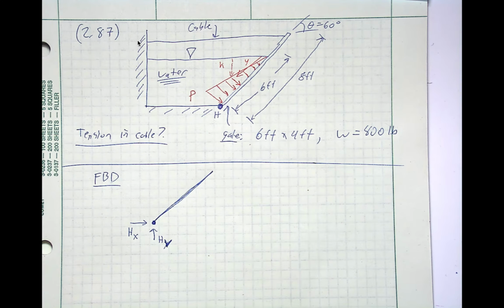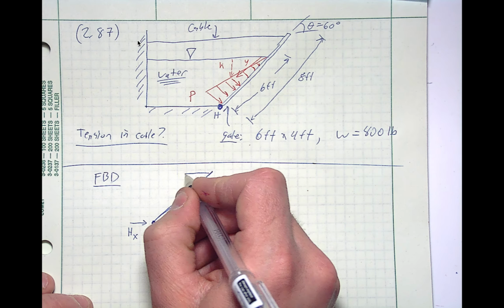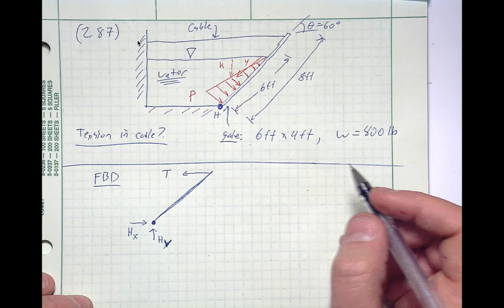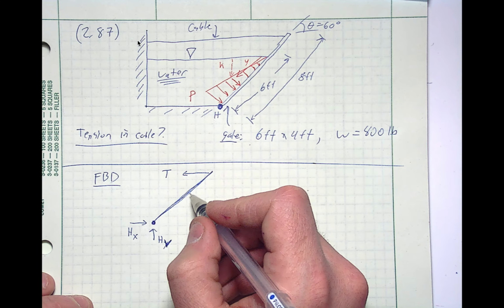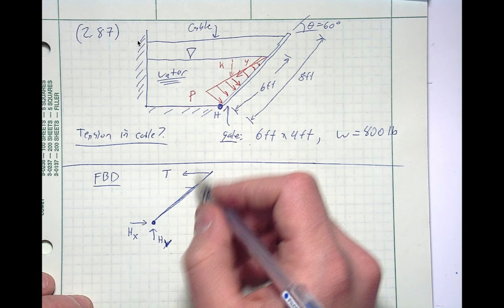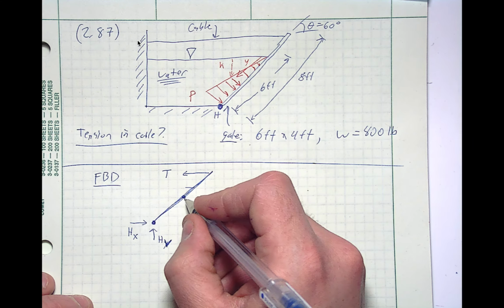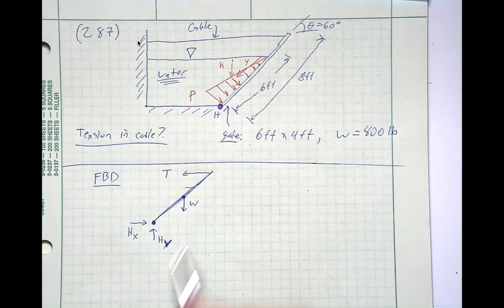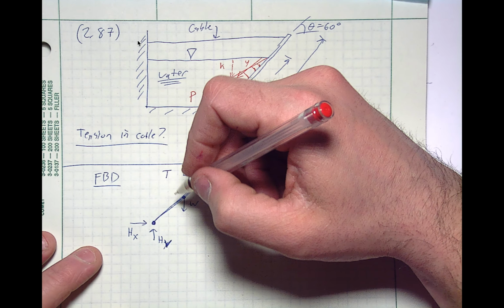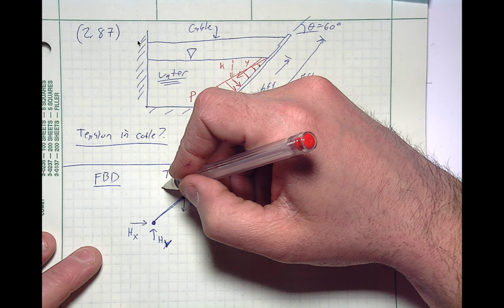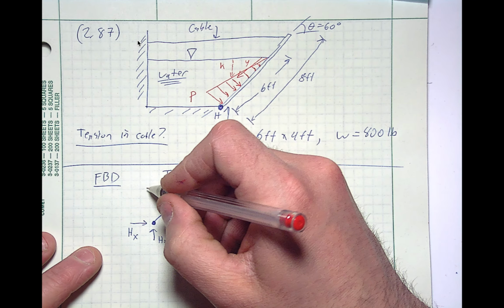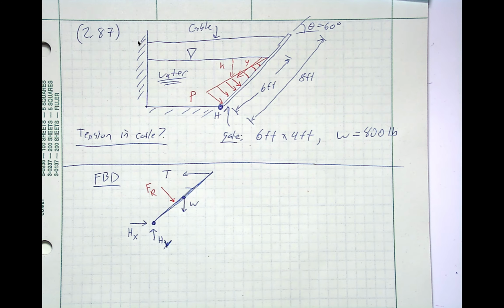We know we have tension up here at the top, 8 feet away from our hinge. And here's where our water lives. Oh, we have weight. And then our pressure is going to act, the resultant due to pressure is always going to be normal to the gate. And that's a resultant force due to our hydrostatic pressure.